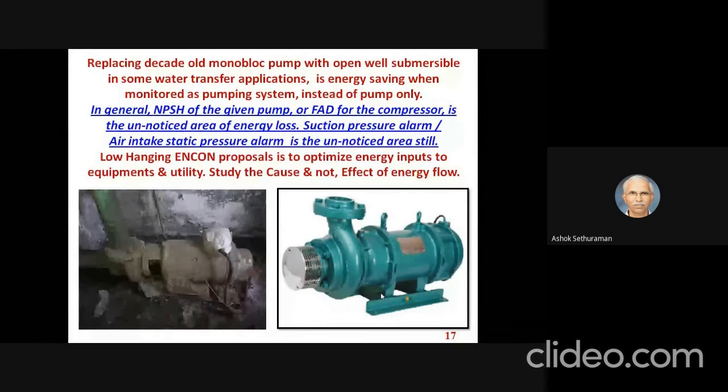So the energy auditor is supposed to look into the root cause analysis. Don't only look at the delivery of the pump or the delivery of the compressor. What is the FAD? The air should be delivered freely at the suction of the compressor, or the net positive suction head for the given pump should be maintained perfectly. If this is not there, if the pump or the compressor is allowed to starve, automatically the power kilowatt goes up and the delivery comes down.